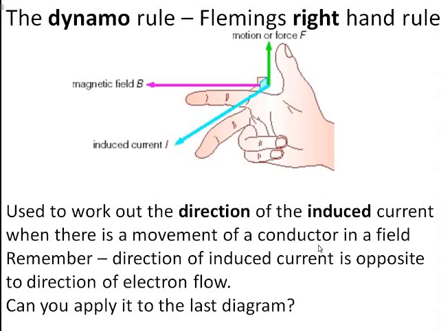Now, similar in that your first finger's magnetic field B, the force that you put in this time, because remember you're moving the thing, so the thumb is the direction of the force, and the direction of the induced current will be shown by your second finger. If you want to go back in the video, you can apply this to the previous diagram and it should check out. It's kind of the opposite of the left hand rule because it's taken into account conventional current as opposed to movement of electrons.